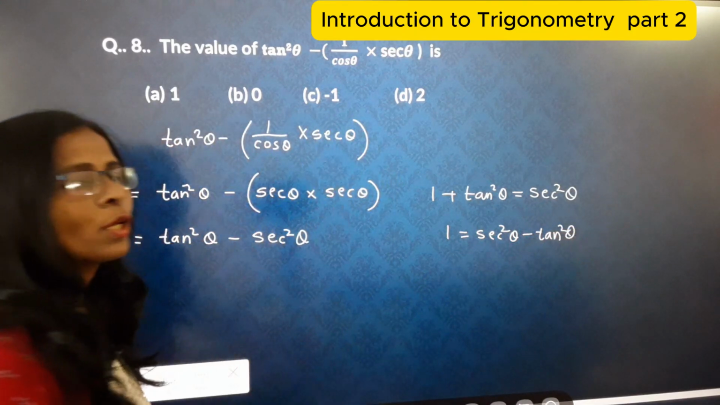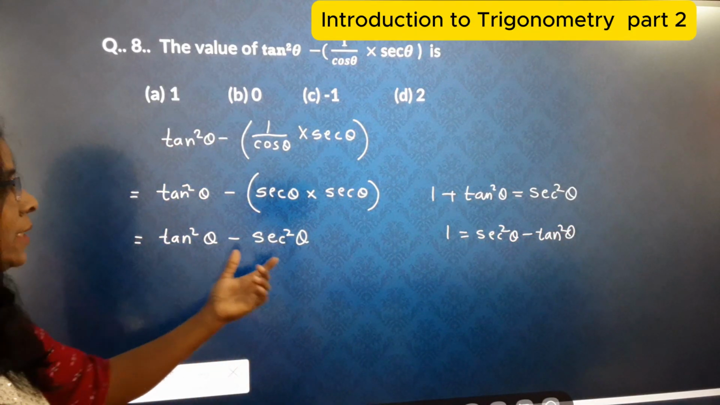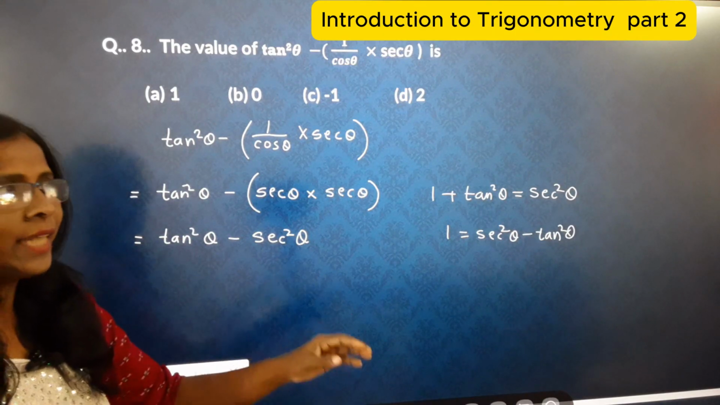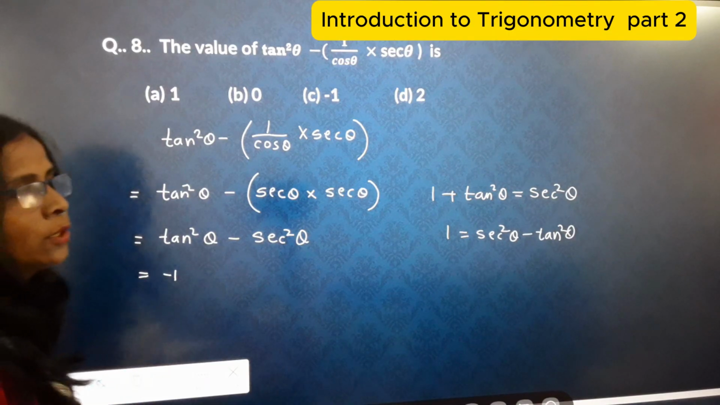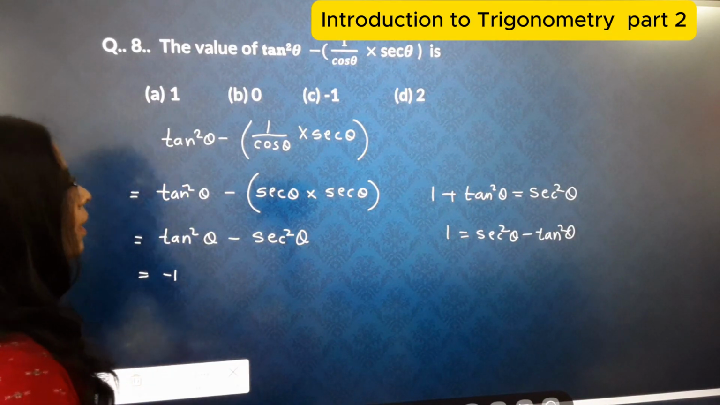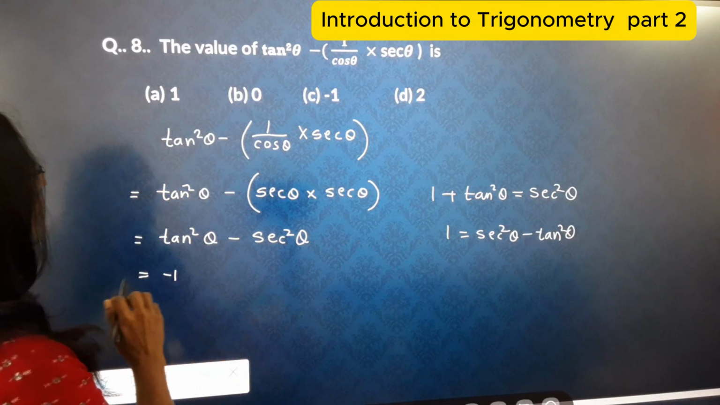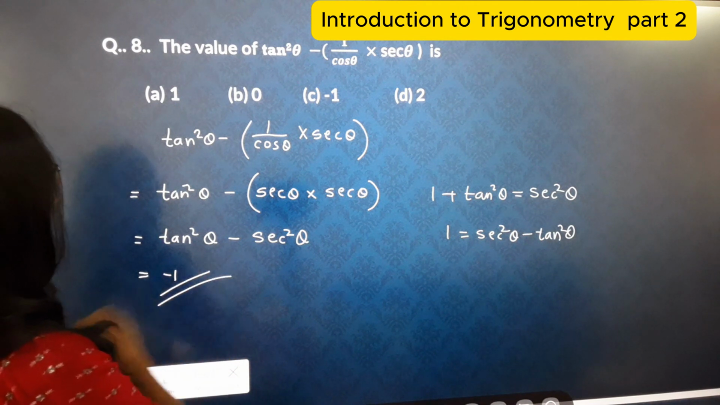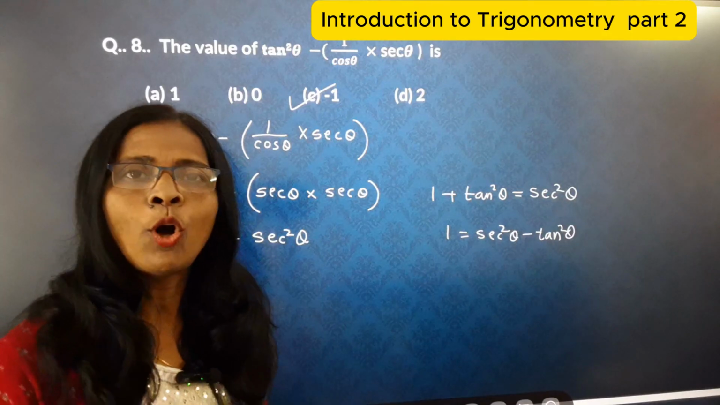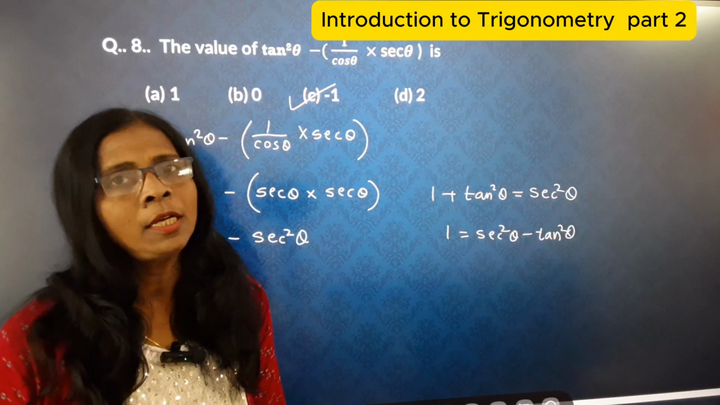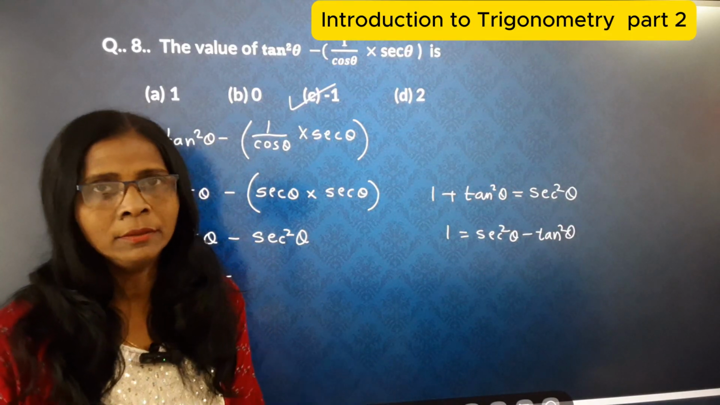But here the positions of tan square theta and sec square theta are changed, and that means it will be the negative sign, negative 1. So the correct answer is minus 1, and the correct option is C, minus 1.